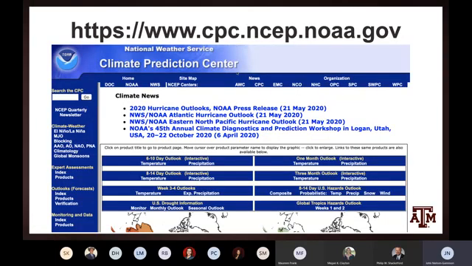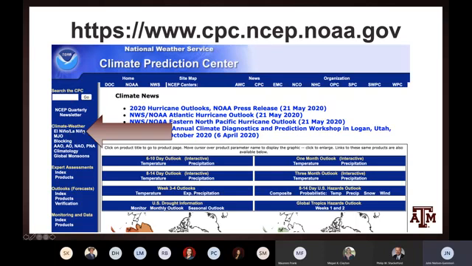The website for all of those graphics is the Climate Prediction Center. You can just Google Climate Prediction Center if you want. The actual URL is here at the top. It's not very easy to navigate, so I'll show you where to go. If you wanted to look at what's going on specifically with El Nino and La Nina, you can click on this link. If they have a recent update, it'll actually be in the climate news section.